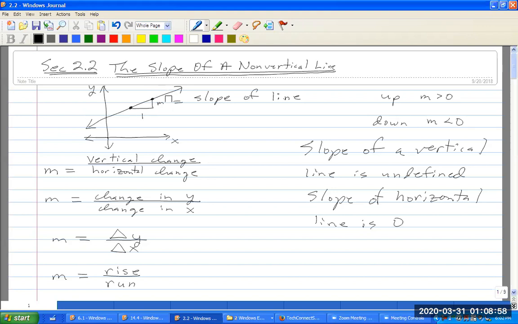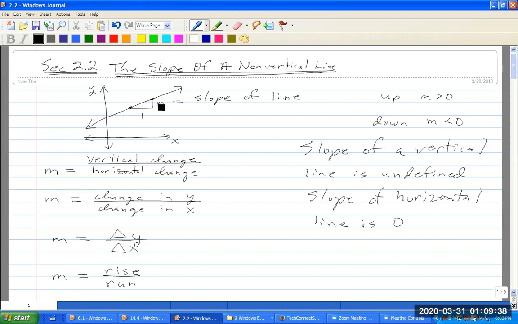Let me define the slope of the line as being this number m. If I have to go up, then I will make the sign of m positive. If I have to go down, then I'll make the sign of m negative. By similar triangles, I have that it is well defined. It's uniquely defined as being the same for any starting point on the line.